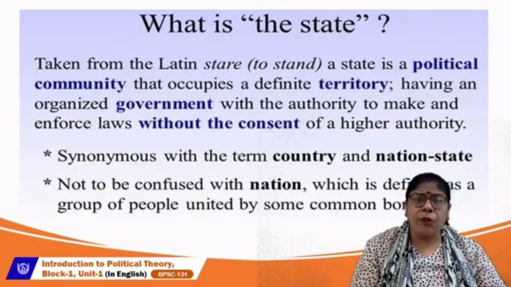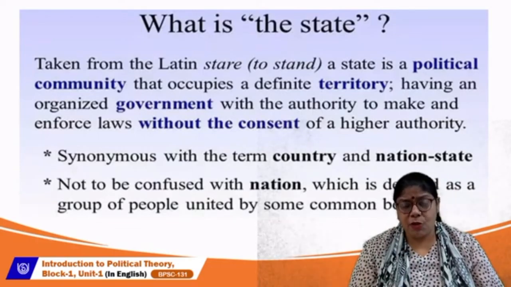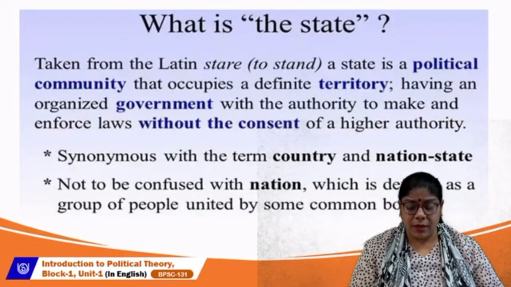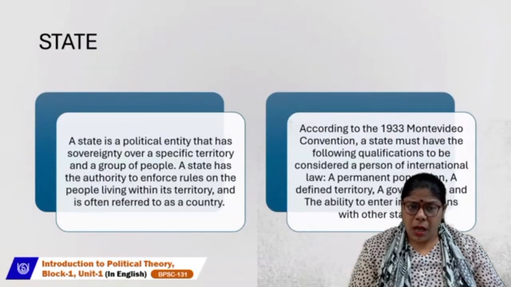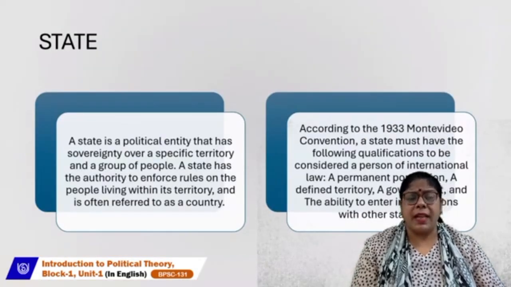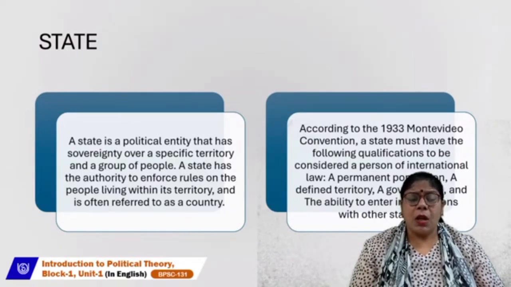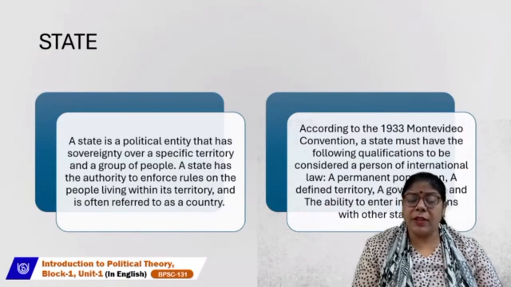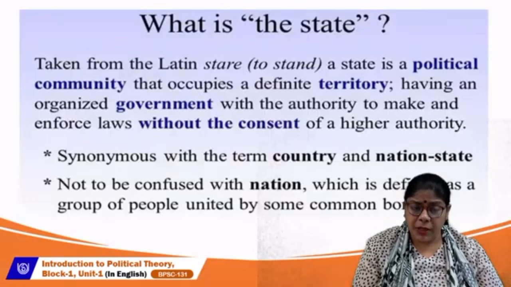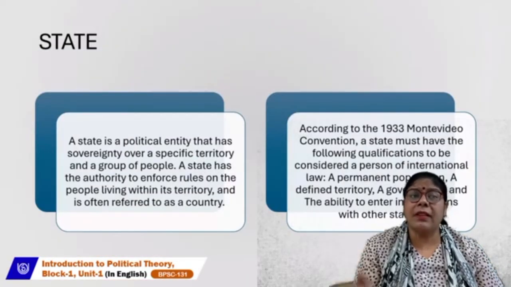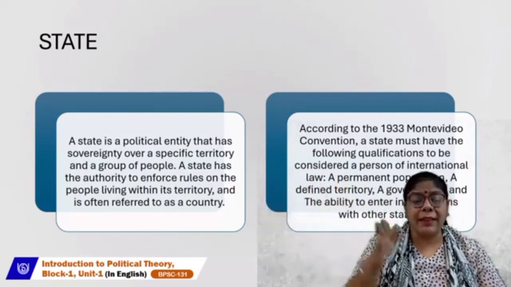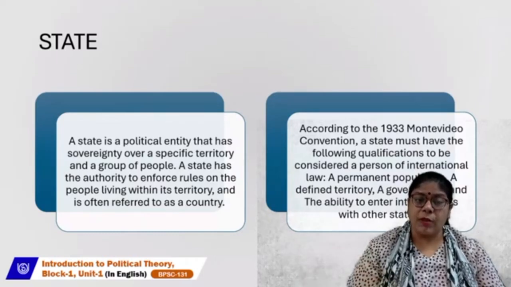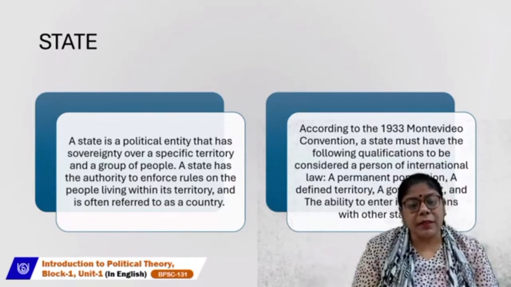But it should not be confused with the word nation, which is defined as a unit or group of people united by some common bond. Okay, or we can say a state is a political entity that has sovereignty over a specific territory and a group of people. Similarly, as we talked about in the earlier definition, sovereignty means the state can make its own laws. It has a government which can make its own law over a specific territory and a group of people.